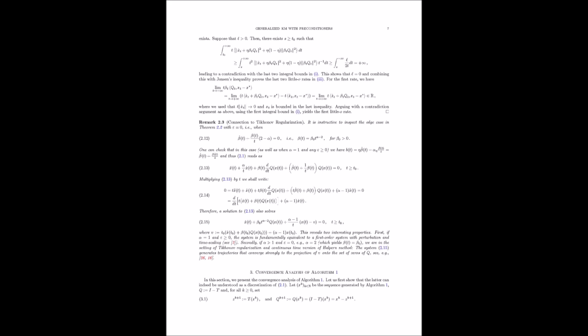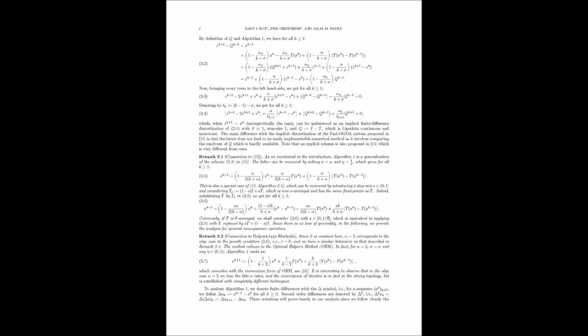Got it. Now, on page 5, things get a bit more abstract with the introduction of a dynamical system in equation 2.1. What's the intuition behind this?